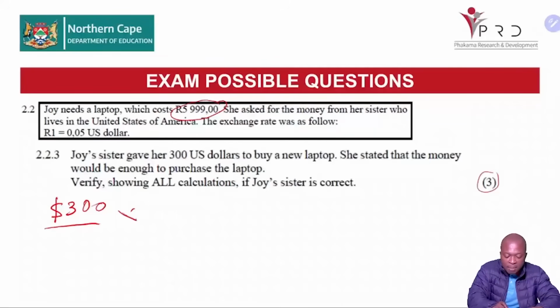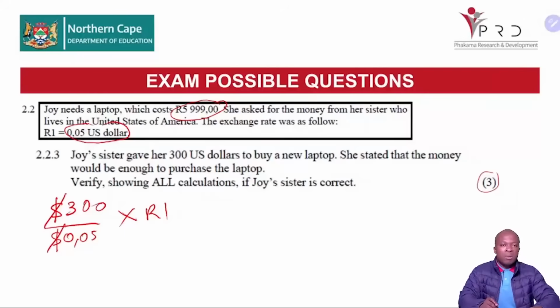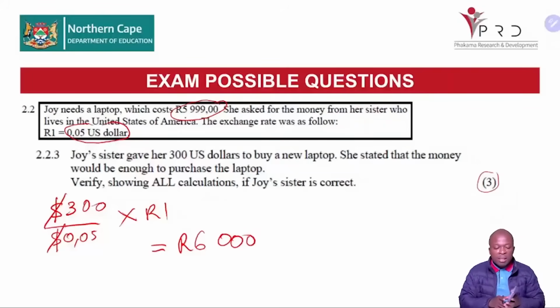you divide and multiply. You divide by the same currency from the exchange rate. What is the same currency here? US dollar. So what is the value? 0.05. Then you times it by 1 rand. When you do it this way, you are able to cancel out the currency which is dividing itself, so that you can get your answer in rand. So let us press 300 divided by 0.05, and that will give us R6,000. Remember, the examiner says verify showing all calculations if Joy's statement is correct.